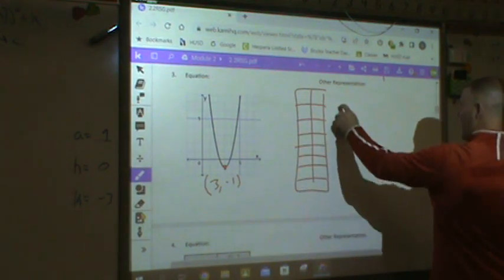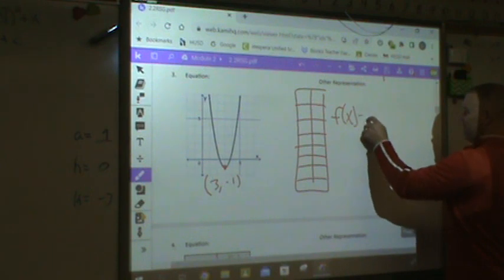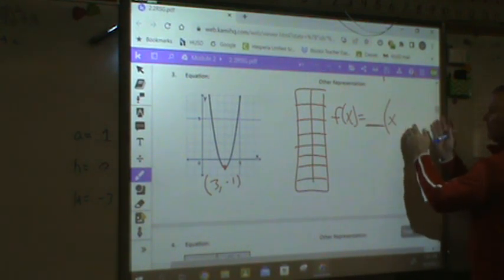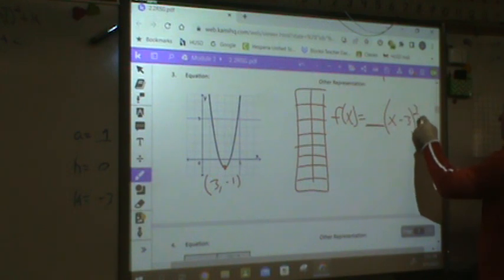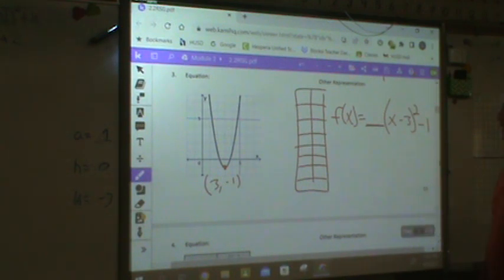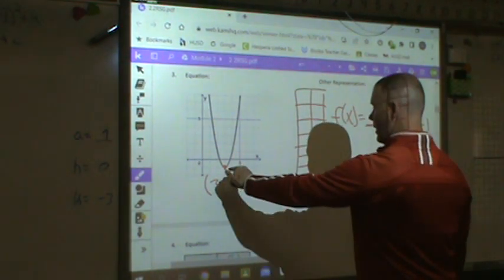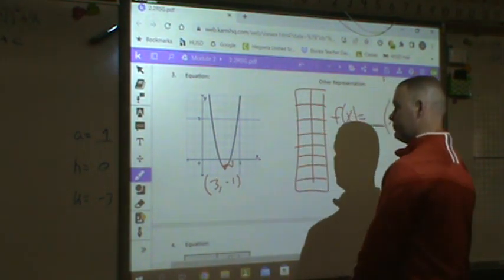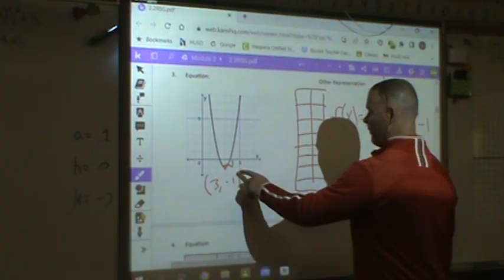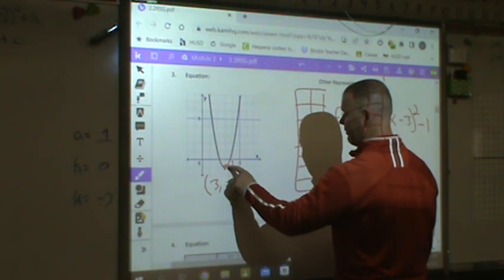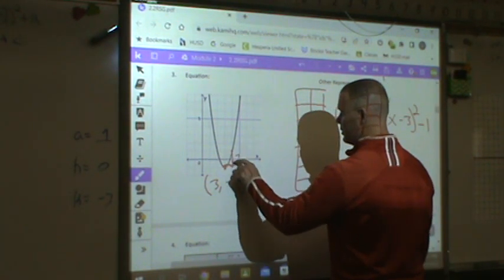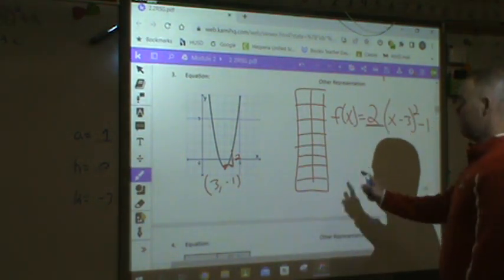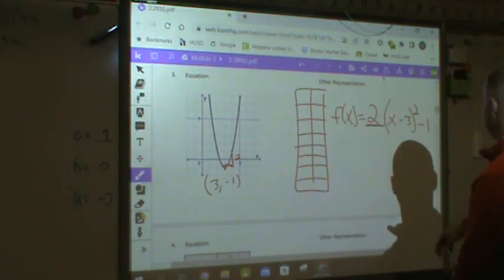So right off the bat, I can say f of x is equal to, I have to know my a value. My shift is x minus 3 squared minus 1. All I have to do is look at my a value. Well, if I go right 1 and up 1, am I on my graph? No. How far do I have to go up to get to my graph? I have to go right 1 and up 2, so my a value is 2.